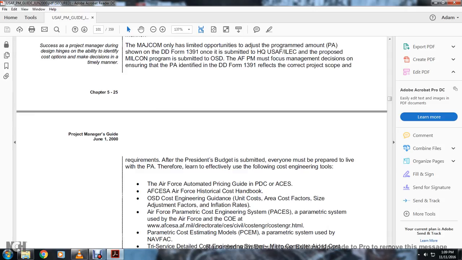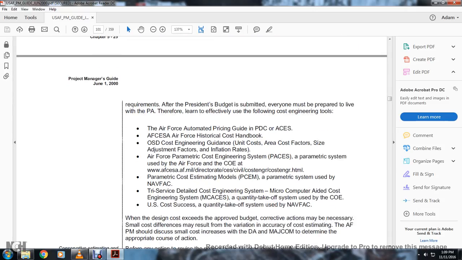Requirements thereof, the present budget submitted to everyone must be prepared to live with the project amount. Therefore, learn the effect of the following cost engineering tools. The Air Force Automated Pricing Guide in PDC and ACES, the AFCESA Air Force Historical Cost Handbook, Office of Secondary Cost and Engineering Guidance to the Unit Cost, Area Cost Factor, Size Adjustment Factors, Inflation Rates, and the Air Force Parametric Cost Engineering System, or PACES, a particular parametric system used by the Air Force.